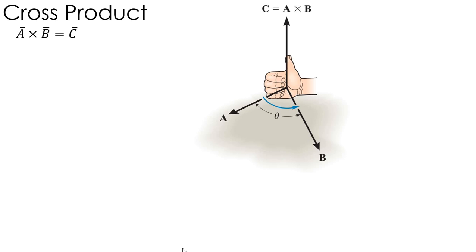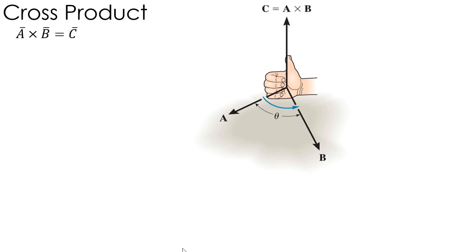So in order to talk about three-dimensional moments, we have to introduce a type of vector multiplication called a cross product. In the next lecture, we'll actually talk about a dot product, which is a different type of vector multiplication. We'll get to that next time.